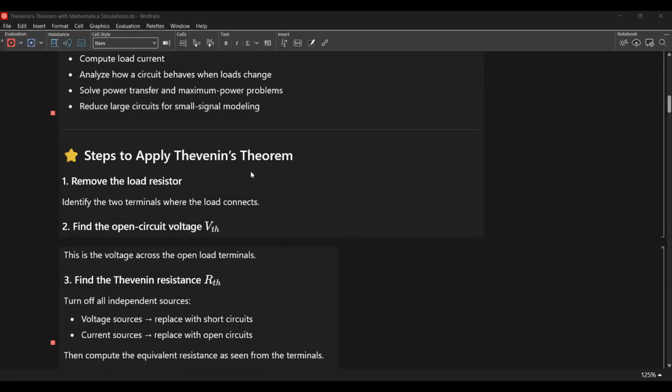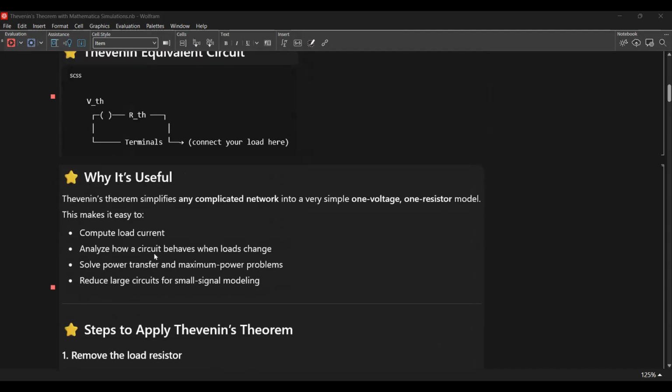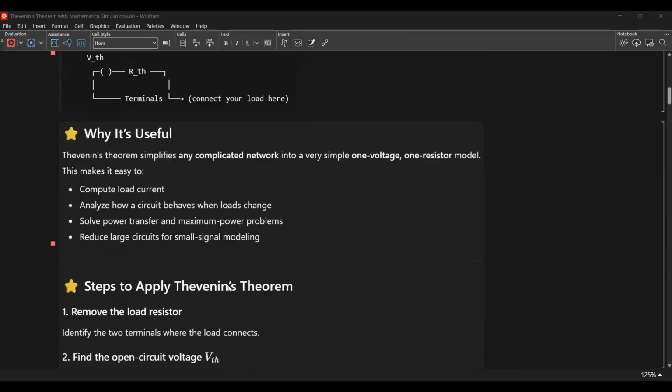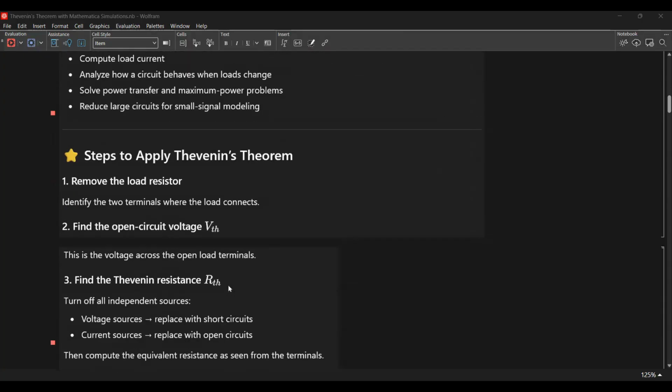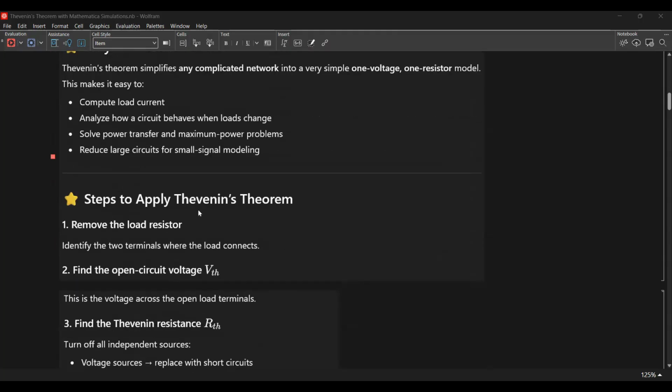Steps to apply Thevenin's theorem. Remove the load resistor here. So we have the load resistor. Analyze how a circuit behaves when a load changes. Solve power transfer and maximum power problems. Then reduce large circuits for small signal modeling. Steps to apply Thevenin's theorem. Remove the load resistor. Identify the two terminals where the load connects.